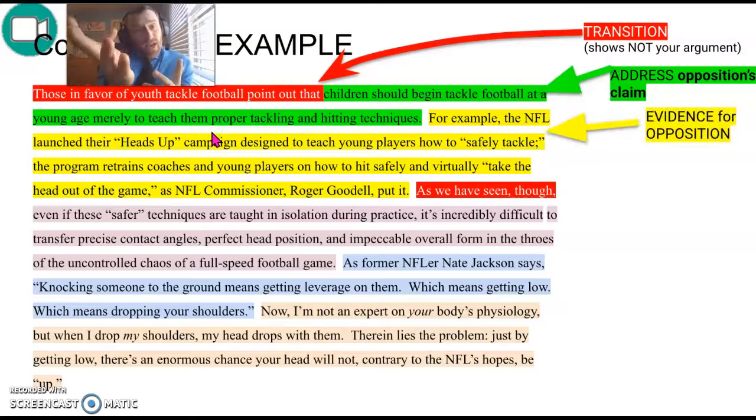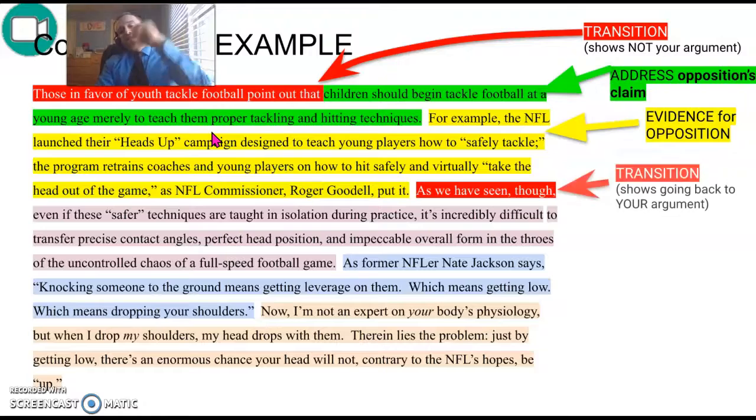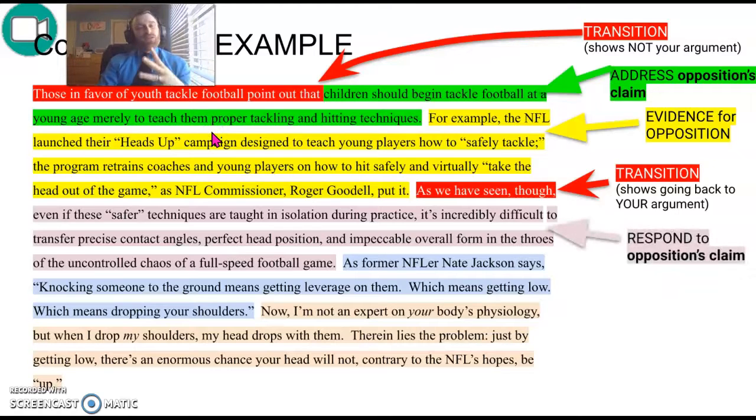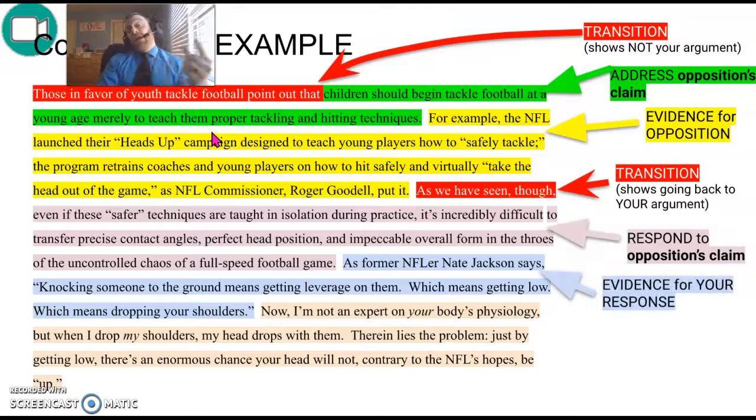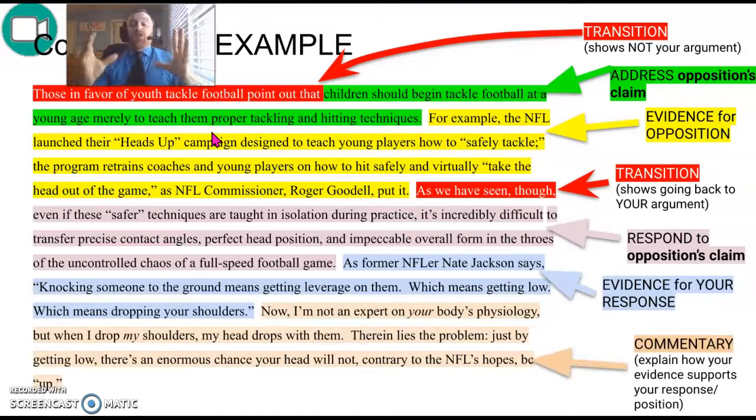And then I said, hey, here's some evidence they cite. And this was even a program lauded by the NFL. So this was their evidence. But then I used another transition to be like, but not quite. My transition was, as we've seen, though. And then I showed that it's hard to do those perfect form tackles in a game when everything's moving so fast. That was my response, my reason. And then I even had evidence to support that, I had a quote. But not only that, I also had commentary. I had an explanation to show how my evidence supported my refutation.